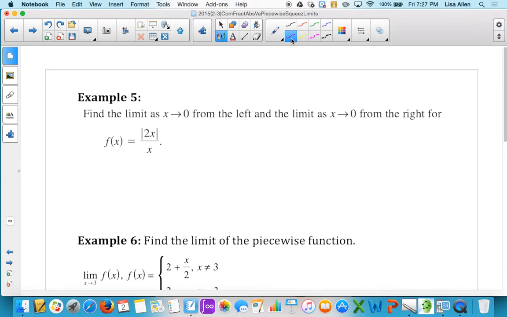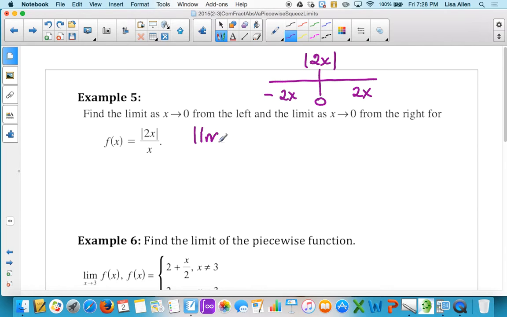Okay, with example 5, we're going to find the limit as x approaches 0 from the left and the limit as x approaches 0 from the right. Clearly, I can see that with the absolute value, 2x is going to change sign on the interior. So if x is greater than 0, then this expression is going to be worth 2x. But if it's less than 0, the expression is going to be the opposite of 2x. So keeping that in mind.